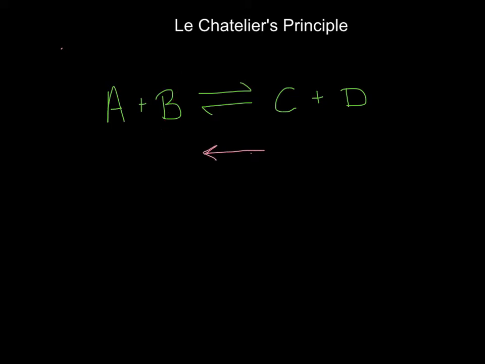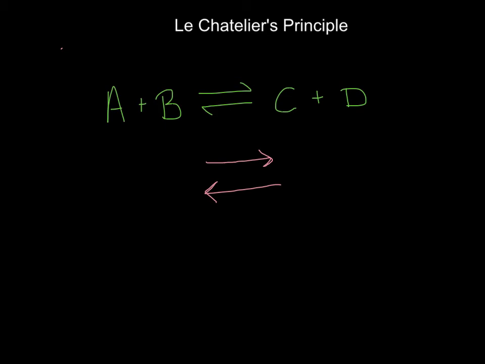So when I am removing concentrations, my reaction is going to shift in the direction of the lower concentration. So if I remove C or D, my reaction is going to shift to the right to produce more C or D. If I remove A or B, my reaction is going to shift to the left to create more A and B to get back to equilibrium.